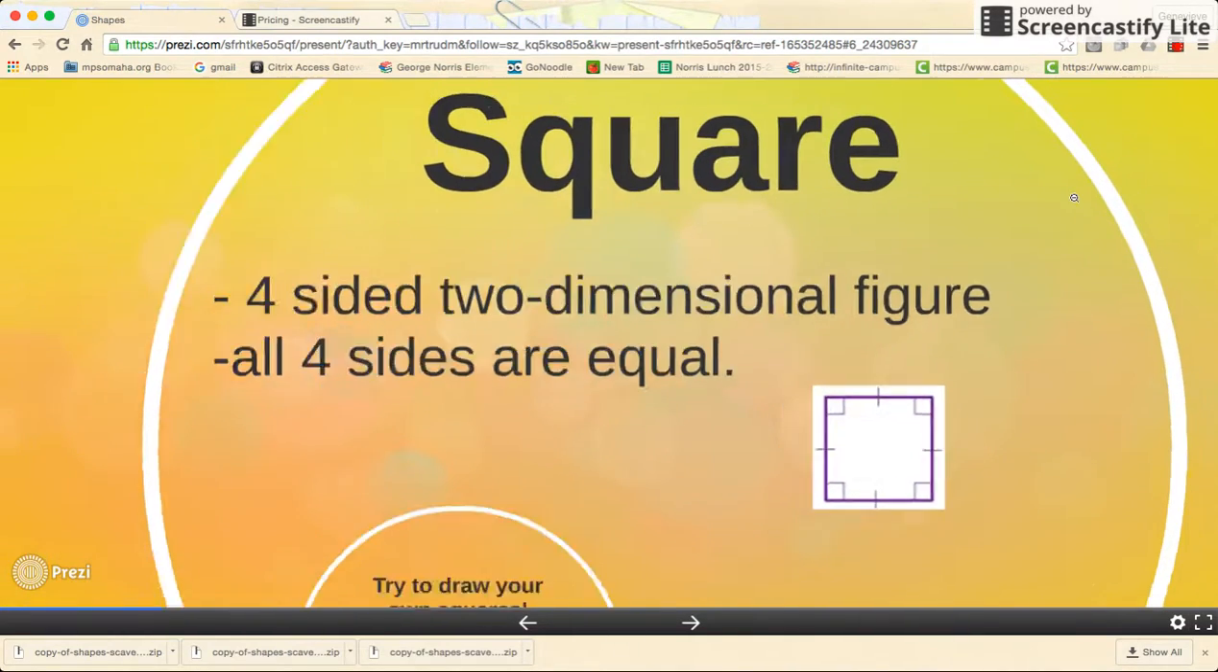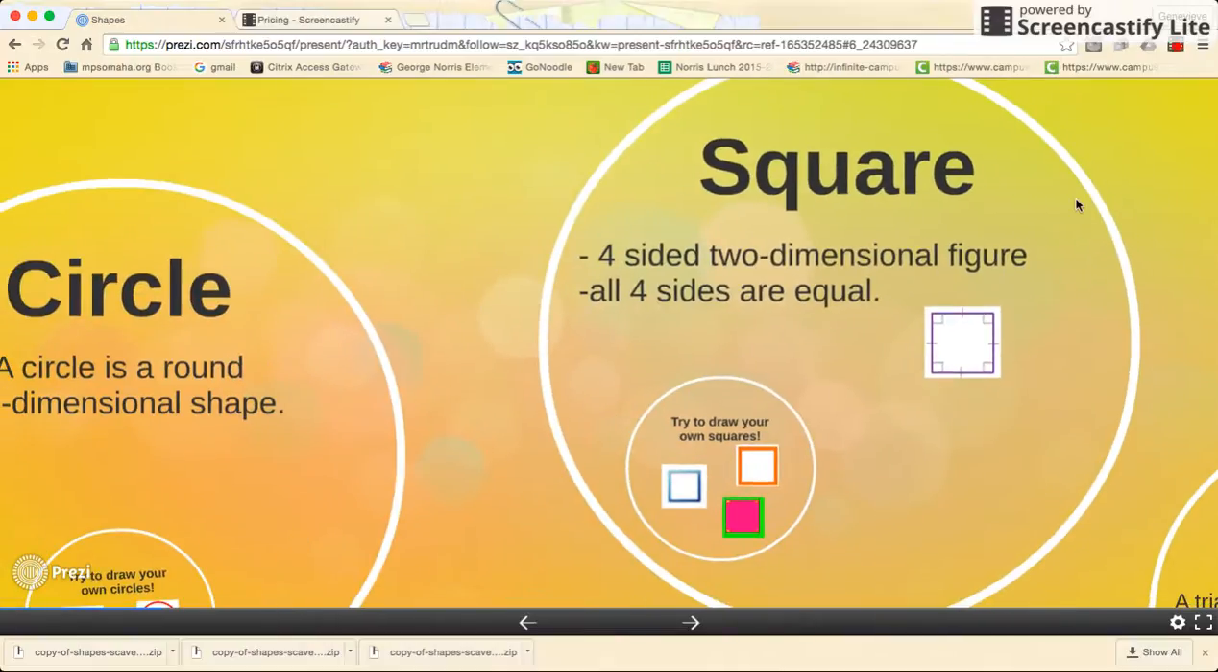The next shape is a square. A square is a four-sided, two-dimensional figure, and all four sides are equal. So you can see in this picture right here, these little lines show you that all four sides are the same in length, and that creates a square. So four sides that are equal.